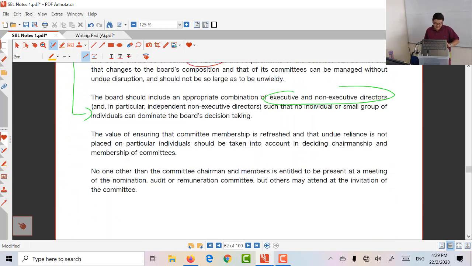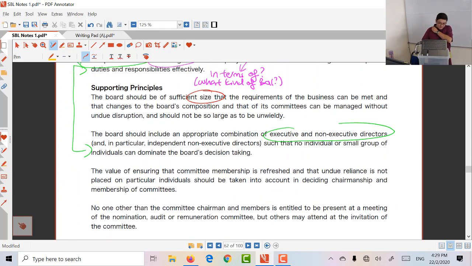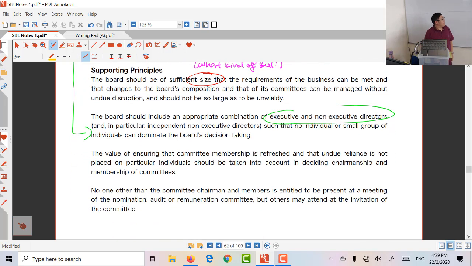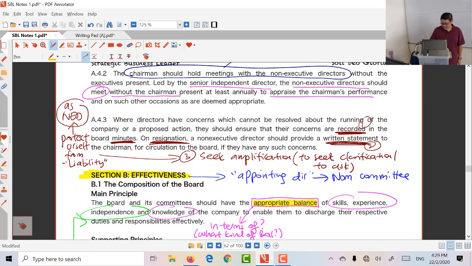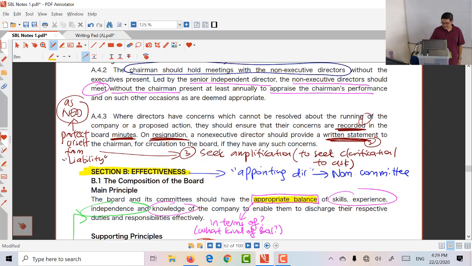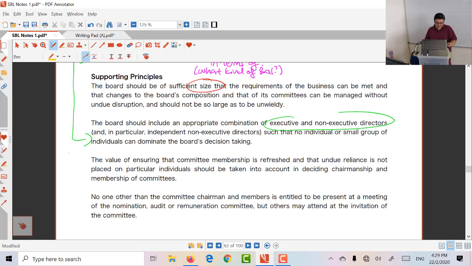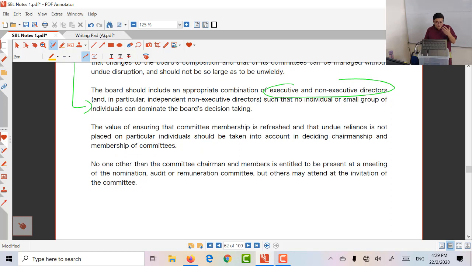Now let's continue to page 62. I would like to explain to you a few more issues, then we move on. We know how the nomination committee involves itself in assessing board balance, and we've looked at 4 types of balance. There are a few more things I need to highlight to you, but before that, let's just progress on with the code.